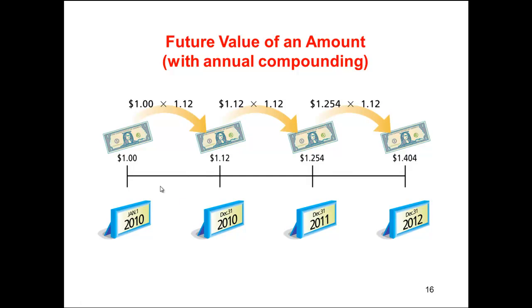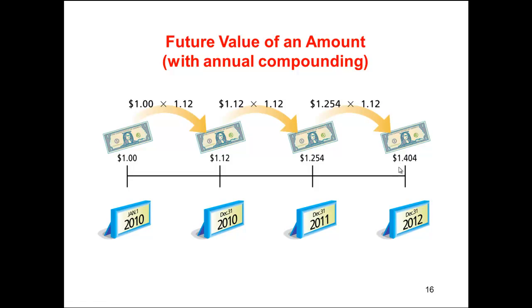So that's pretty good. And then for the second year, we're going to take that $1.12 and multiply it by 1.12. That's going to give us $1.25, with a couple extra fractions of a cent. We'll multiply that by 1.12. And after those 3 years, that dollar is now worth $1.404, right? Isn't that pretty cool?